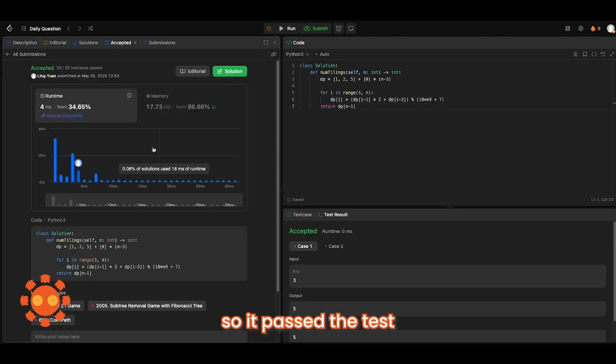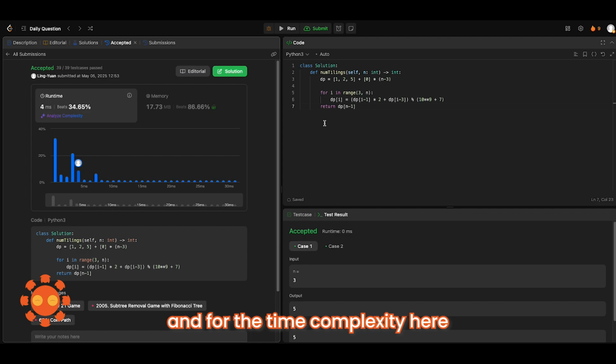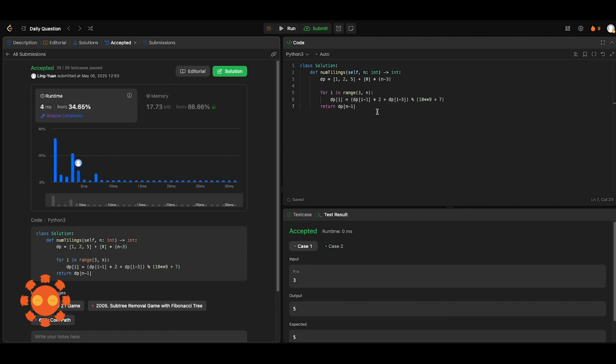Okay, so it passed the test. For the time complexity, since we only iterate through the list once and n is the length of the list, the time complexity is O of n. For the space complexity, we create an extra list called dp, so the length of the list is also n. So the space complexity of this algorithm is O of n.